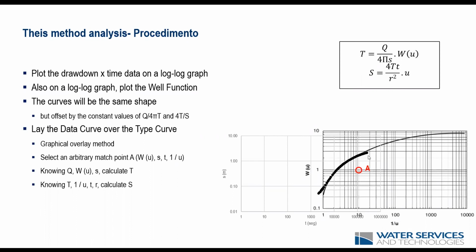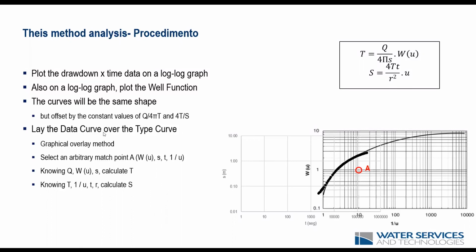Basically, we have two plots, one of the type curve, one of the data curve, both in log scale. The type curve will give us a relation between the values W(U) and 1 over U, and the data curve will give us the relation between drawdown over time. And when we overlap these two, we end up with two parameters on the Y axis and two parameters on the X axis.